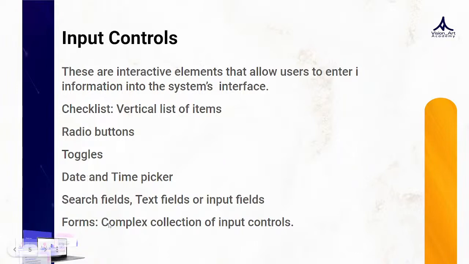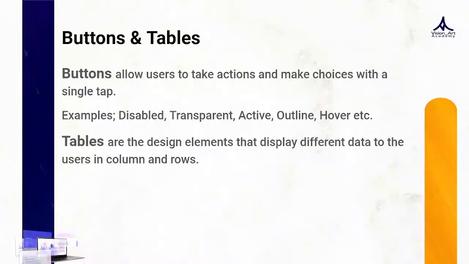Then we have forms. Forms are a complex collection of input fields. So in any form you have information like name, email address, and some other information. That kind of collection is called a form that includes inputs. Okay, name inputs, email inputs, and so on. Then we also have buttons and tables.